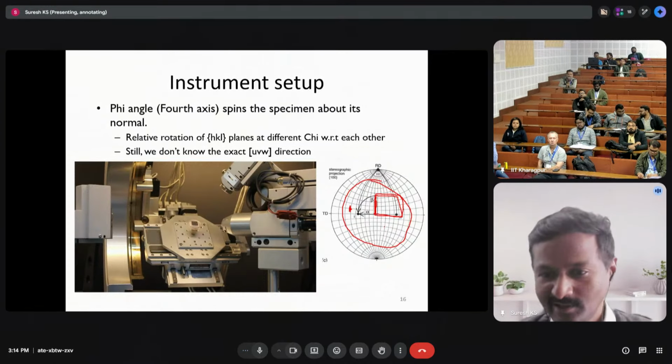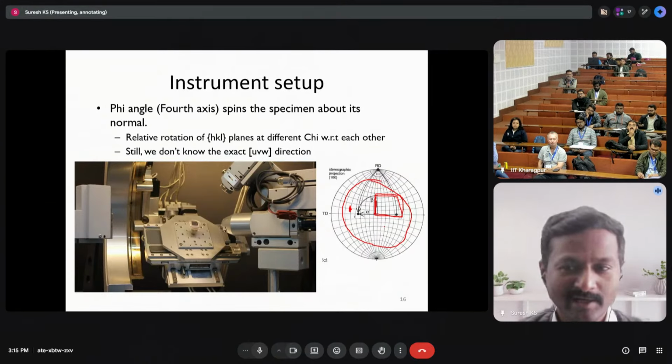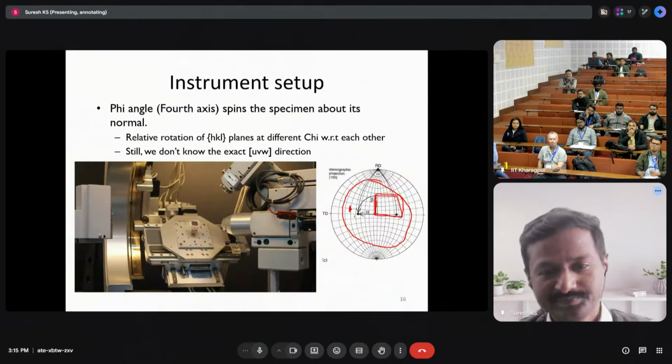Yeah, thanks for raising this question. Because of the lack of time, I didn't go into multiple types of detectors, but it is good that you raised this question.